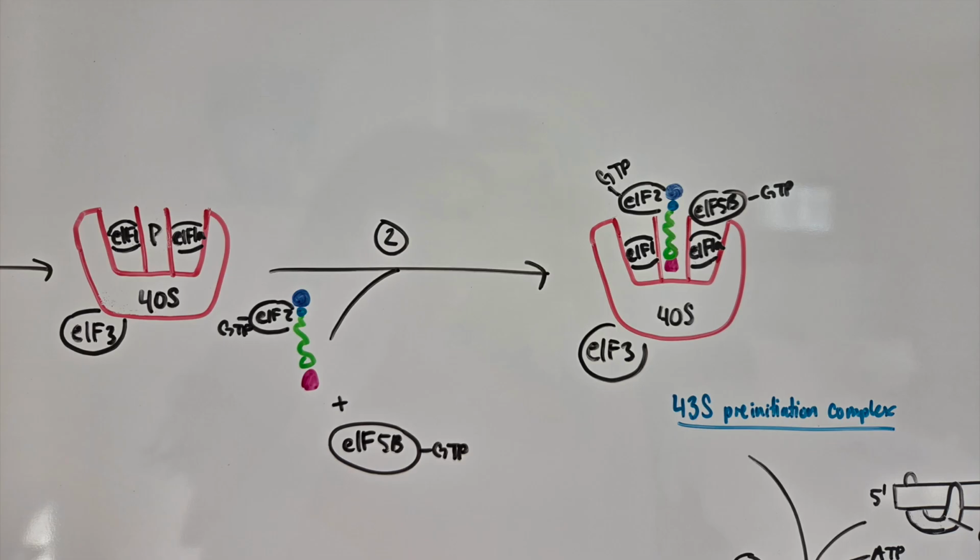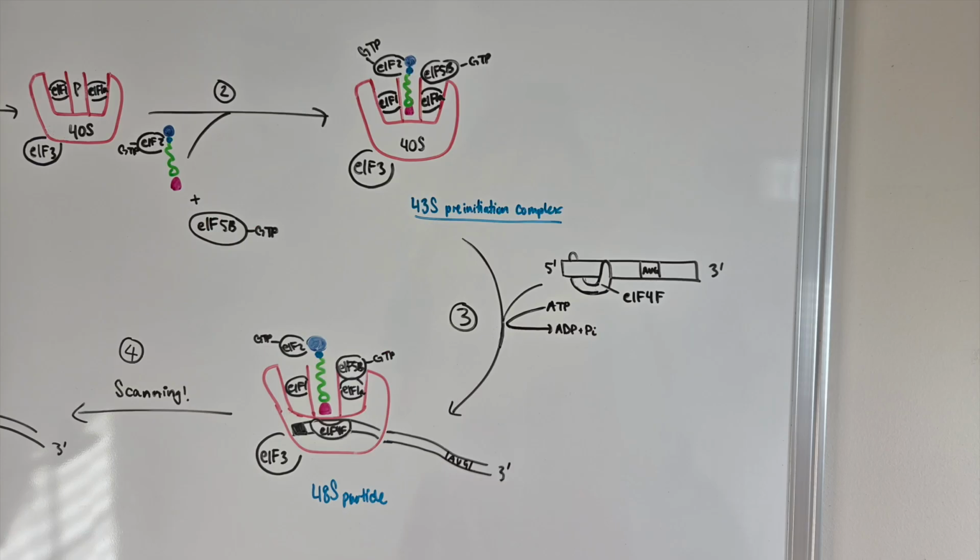5 is not shown on this diagram, but 5B is a GTPase. This whole thing that associates with the ribosome will form a 43S pre-initiation complex. Once you have formed the 43S pre-initiation complex, this complex will then bind to an mRNA, and this is mediated by initiation factor 4F. This reaction does require a molecule of ATP, and after this complex has bound the mRNA, you get an even bigger complex called the 48S particle.